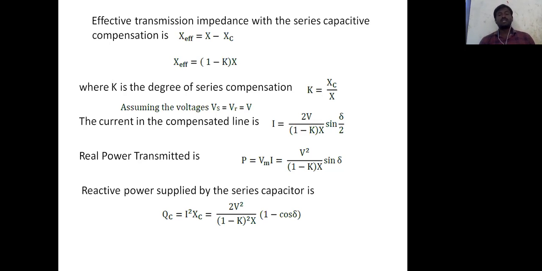This is the series compensation, and this is the last topic for the fourth unit, and we have completed the fourth unit.